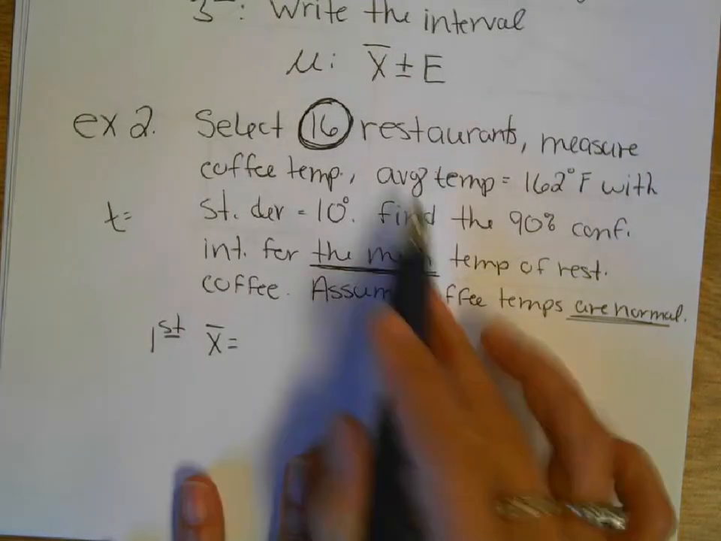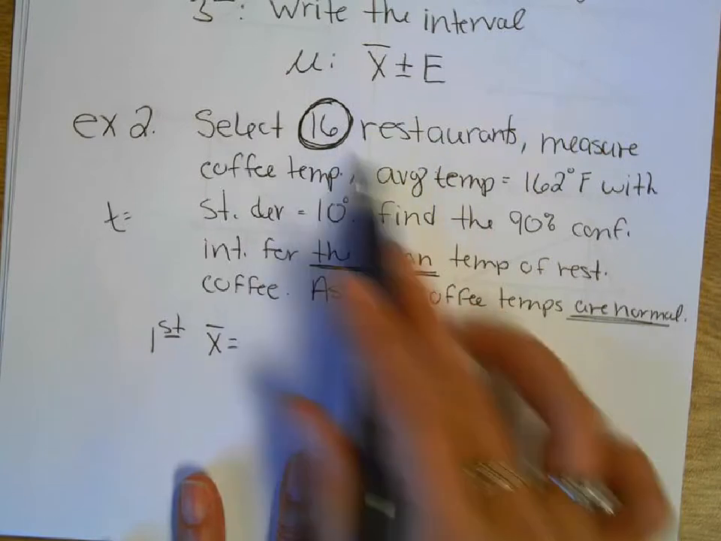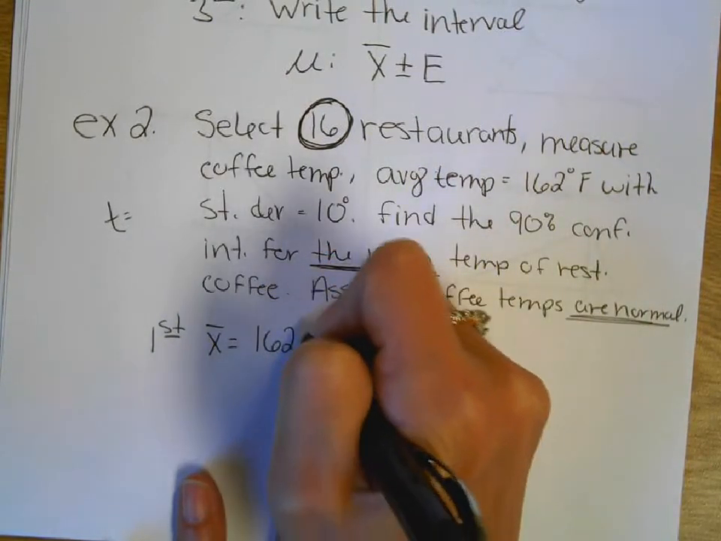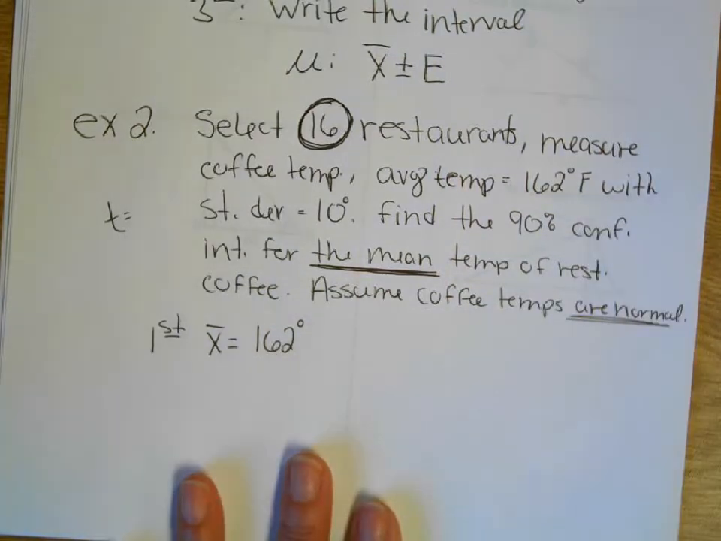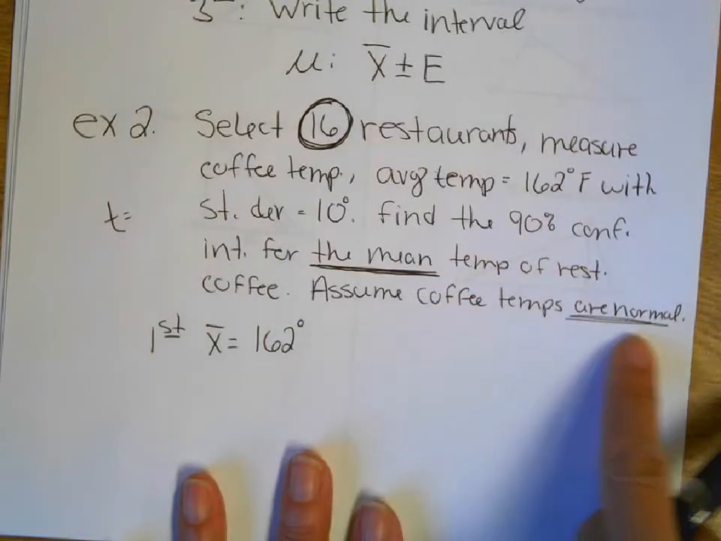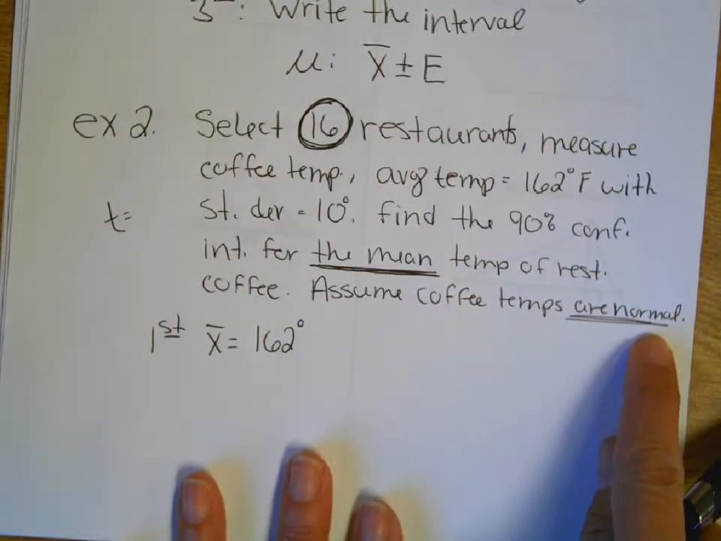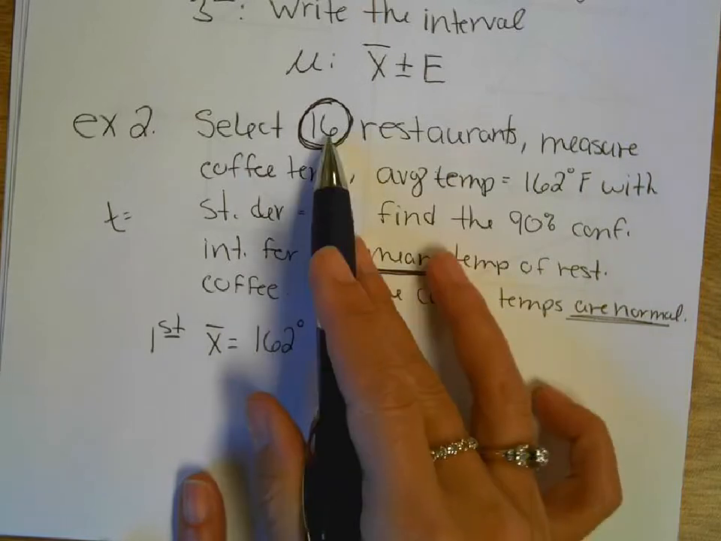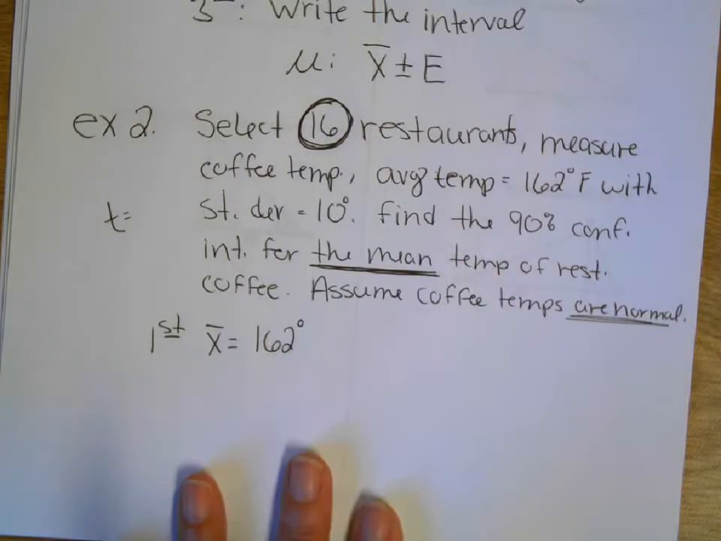From our 16, you measured them, you averaged them, you got a 162. Why did you ask if we could do it? Because if it's a small sample and it did not come from a given normal distribution, you can't do it. That goes back to the central limit theorem. Because it's only normal if it comes from a normal population with a small number.